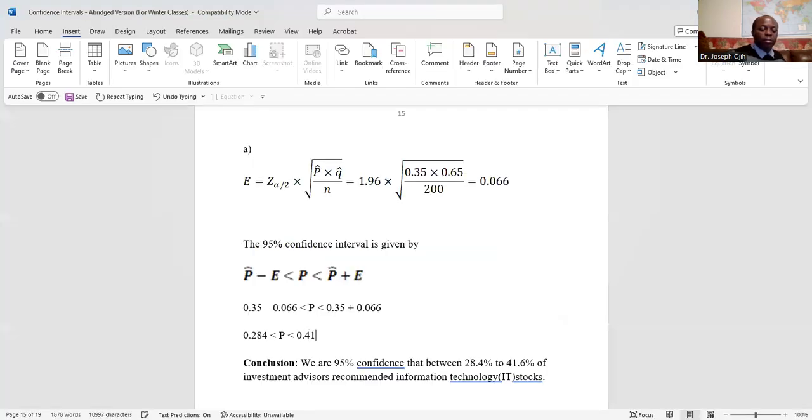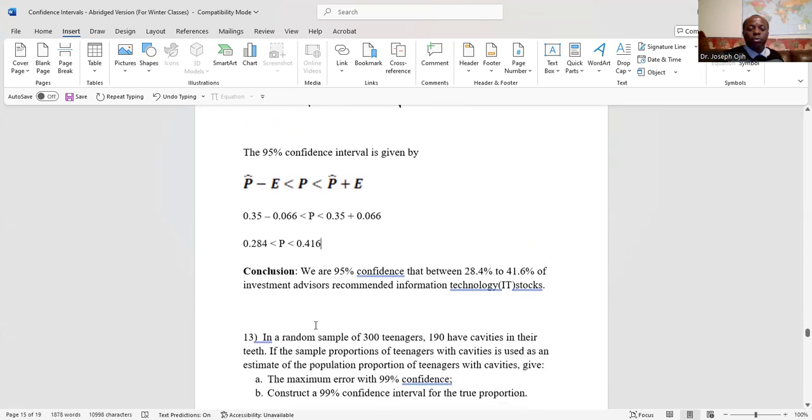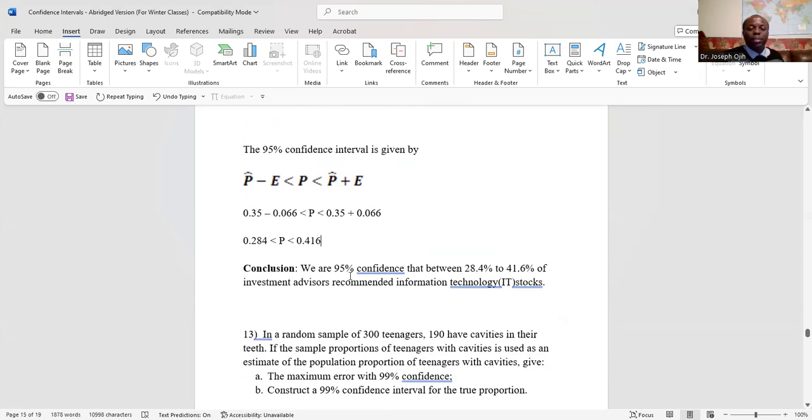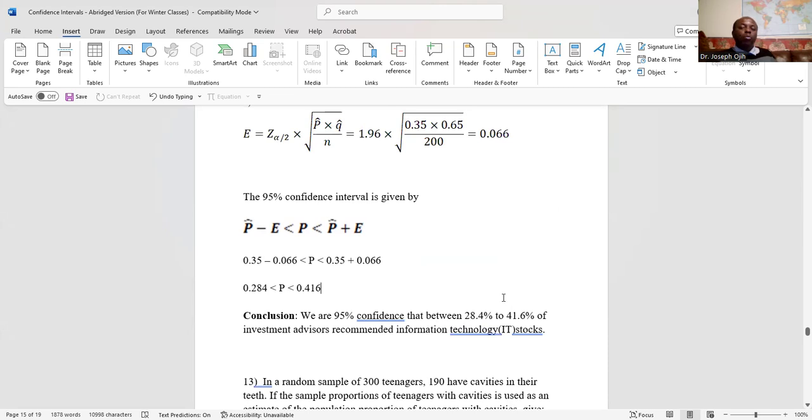So this 0.284 is the same as 28.4%, and this one is the same as 41.6%. So we are 95% confident that between 28.4% to 41.6% of investment advisors recommended IT stocks. Any question on this?